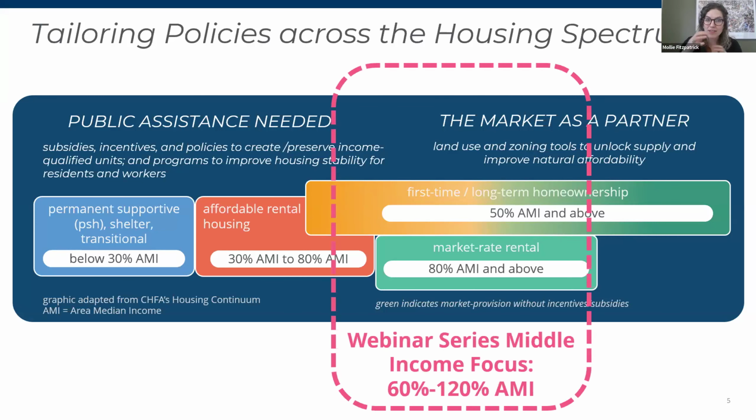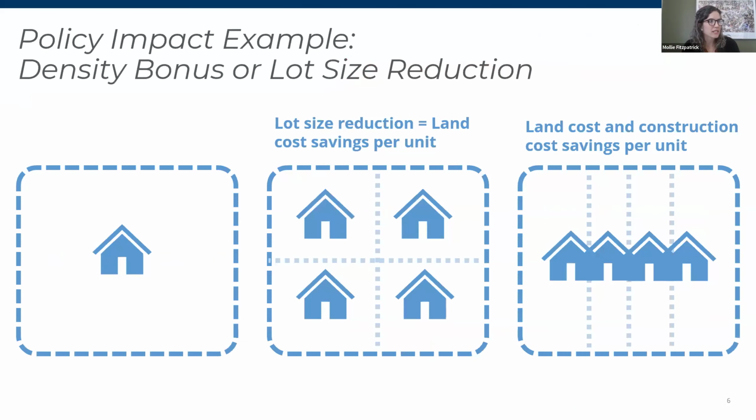So we think about this webinar series, where we're focused primarily on the workforce or middle income range, which is about 60 to 120% AMI. You can see the policies that are going to be used to address this component of the housing spectrum are probably a little bit of public assistance, so maybe some of that subsidy, but largely in that land use and zoning tool category, to help leverage the market to partner to deliver the outcomes that we need. As an example, David mentioned this one as well: density bonus.